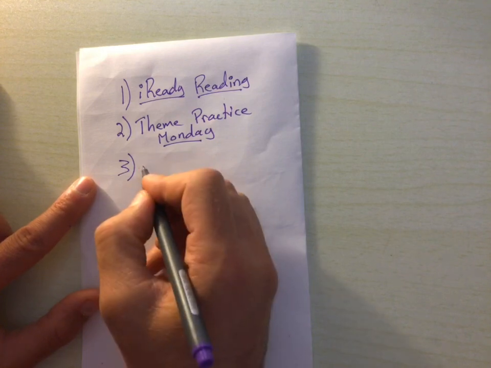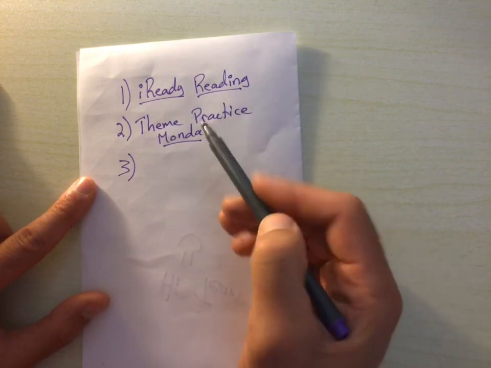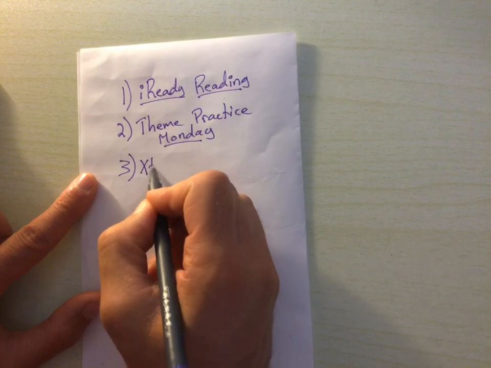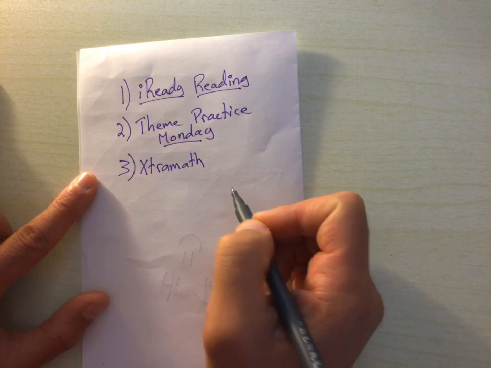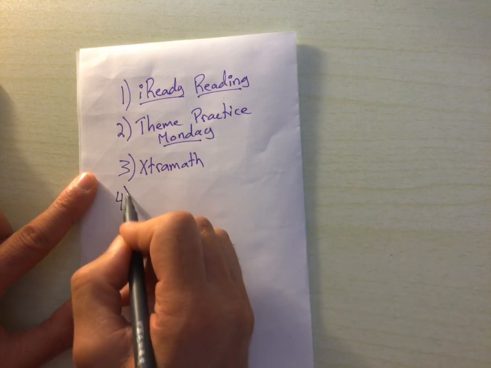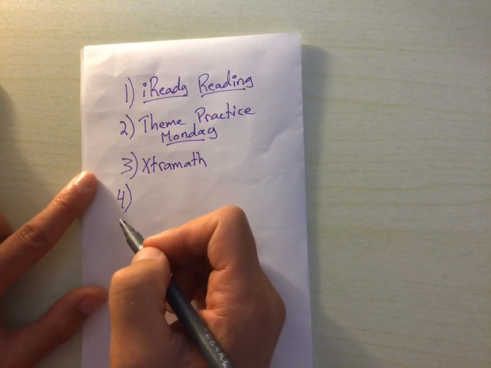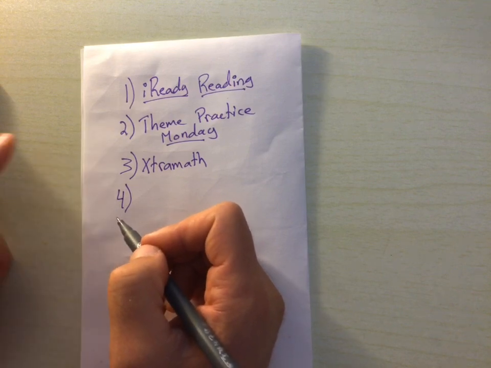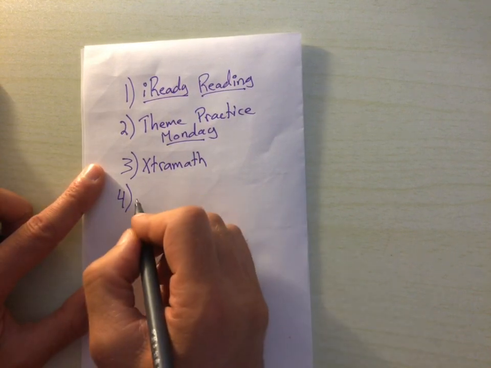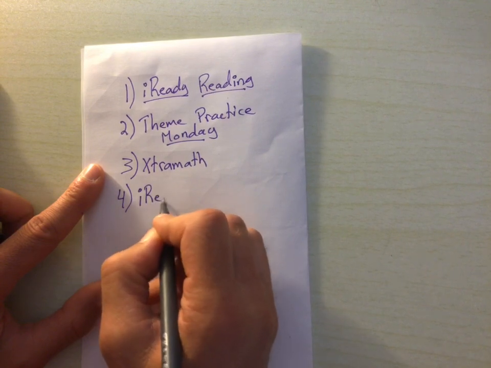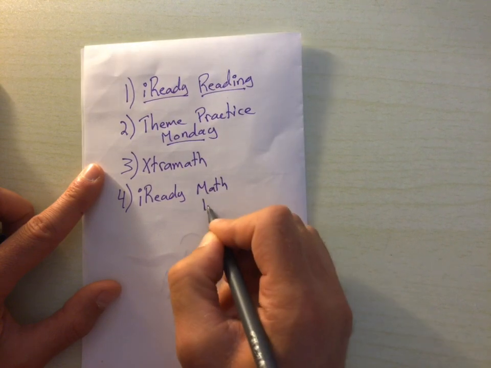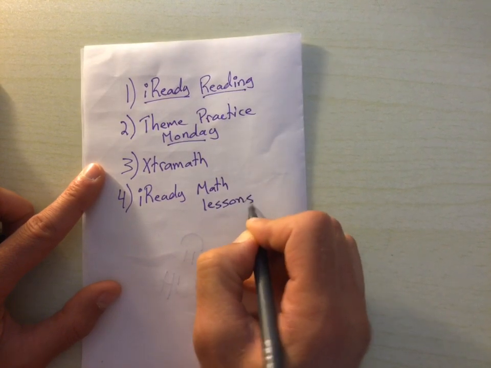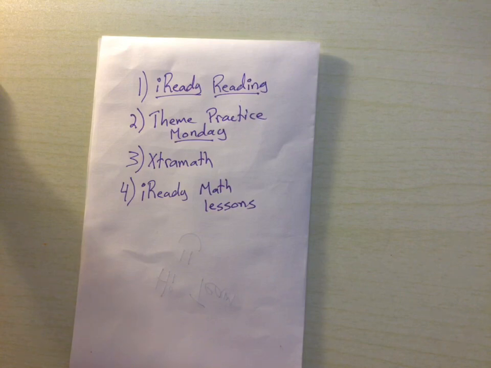Number 3, if you finished these things, and you can send me a Canvas message if you're not sure of your Extra Math login, or just look in your Google Docs at the page with all your password information, Extra Math. And then if you're done with iReady, you can do some iReady math lessons.